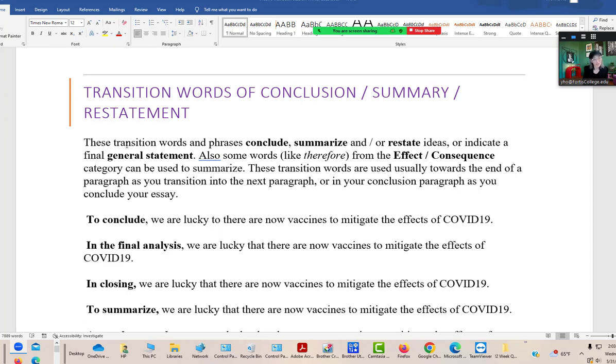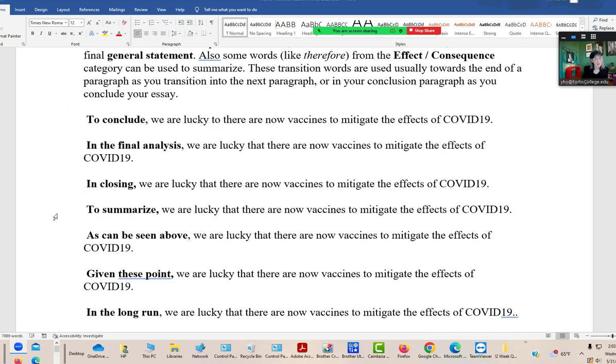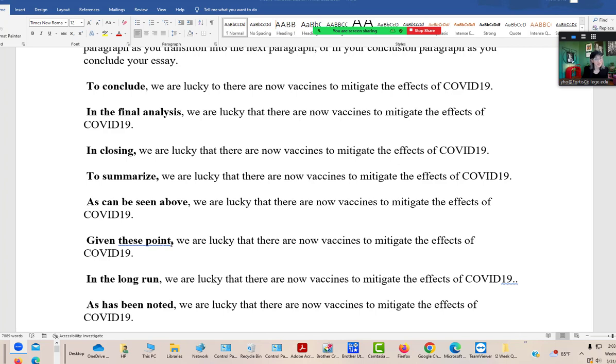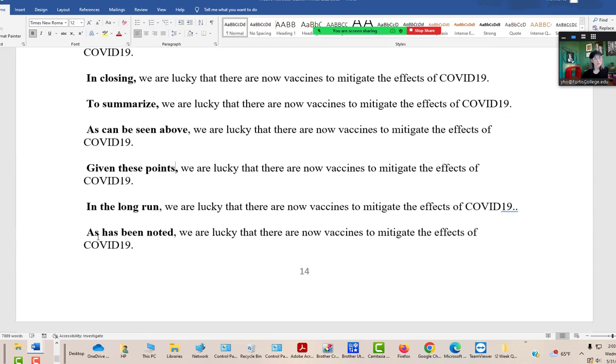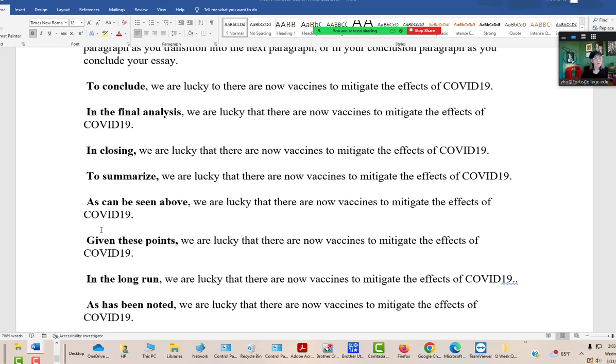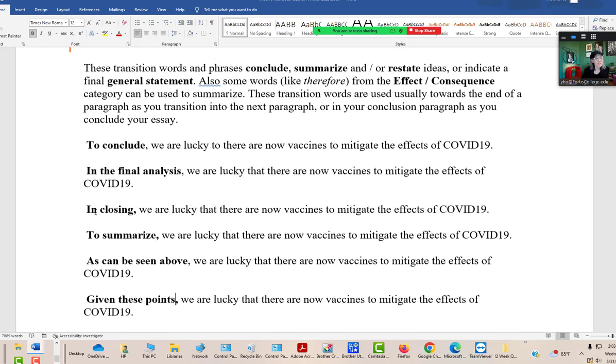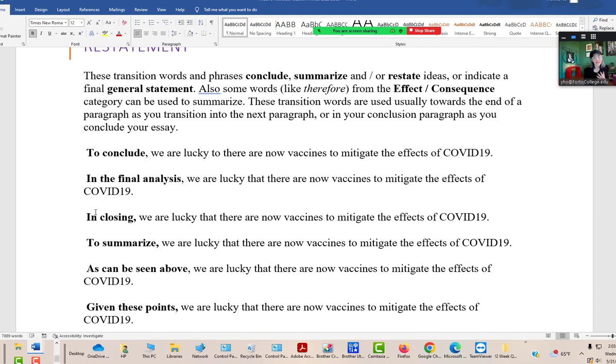as you conclude your essay. So examples include, to conclude, we are lucky that there are now vaccines to mitigate the effects of COVID-19. In the final analysis, in closing, to summarize, as can be seen above, given these points, in the long run, as has been noted, in conclusion, in short, and you could also have in summary. So this is when you write at the end of your body paragraph, and then at the beginning of your conclusion paragraph.